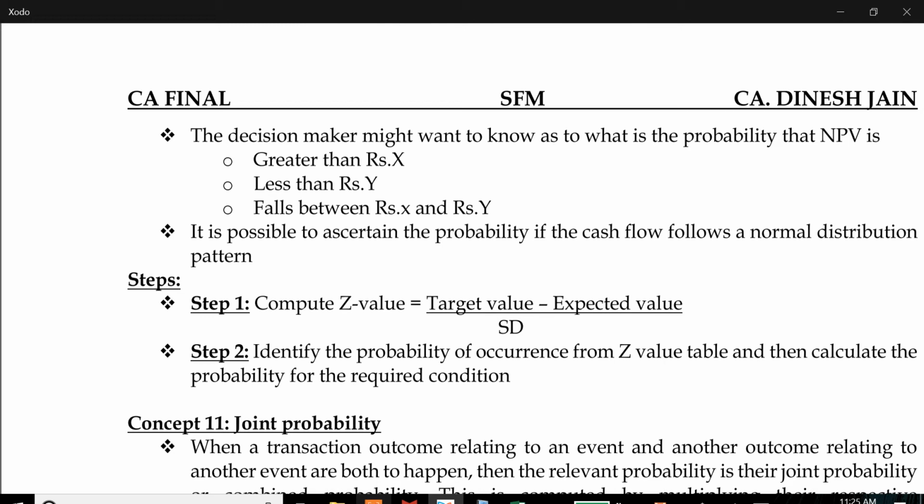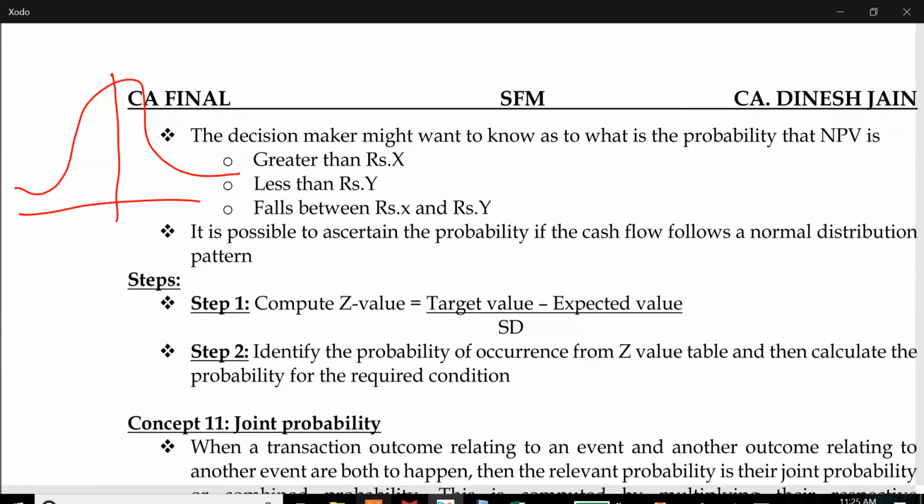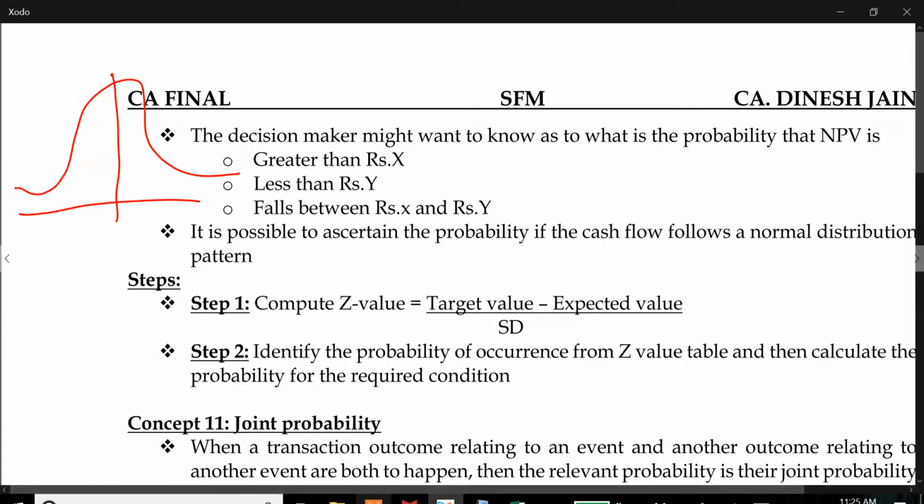There's something called a normal distribution table. You could have seen this somewhere. There's a normal distribution table, and there's a chart like this. This normal distribution table works with something called a Z table, and this has a 50% probability.